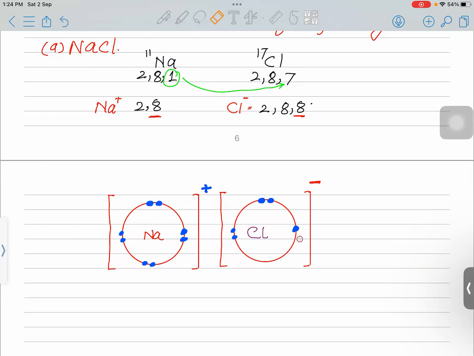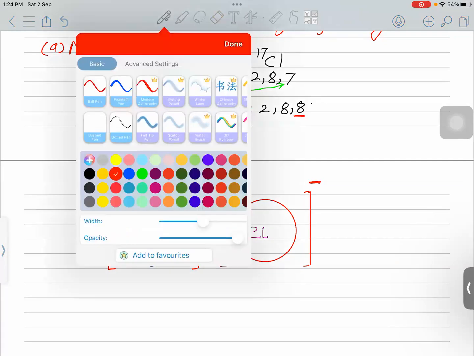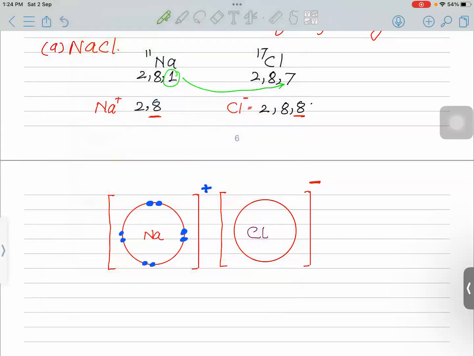Here we have dot. We need cross. Cross, cross, cross, cross. Now I have committed a mistake. Can you tell me what mistake I have done? Sir, one cross should be a dot.